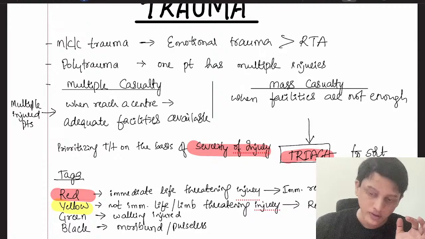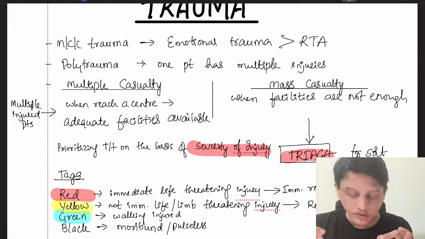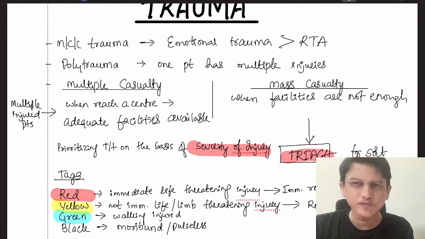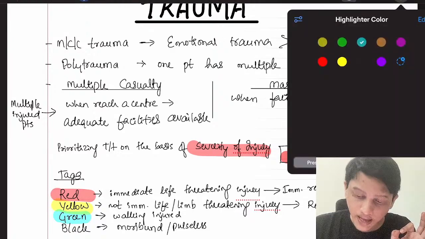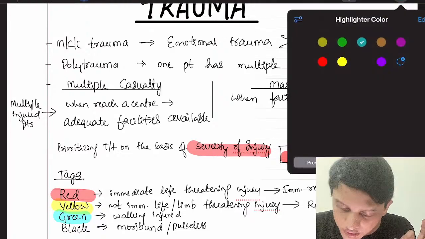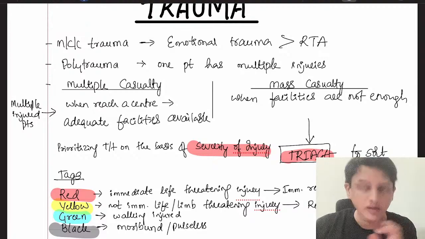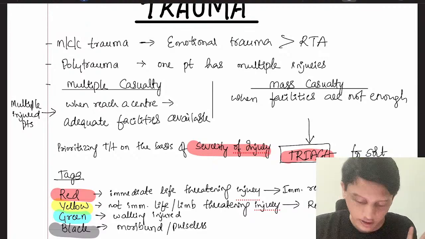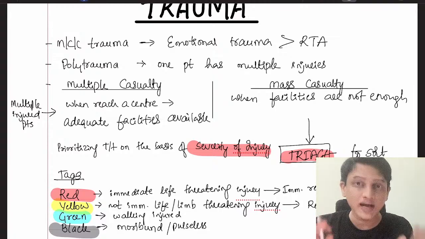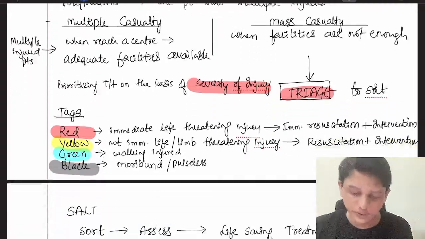Hope it's clear. Next, coming to the green. What does green mean? Walking injured. Yes, he has sustained a fracture, he has sustained an injury, but he can mobilize, he can walk, he can talk, everything. Such patients are called green. Then there is something called black. There is a black label. In black label, already dead or moribund or pulseless patients are labeled as black. So these are the 4 tags you give to the patient.